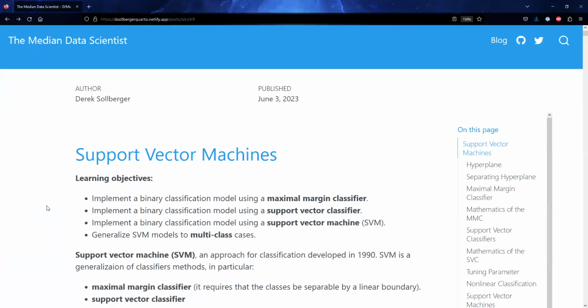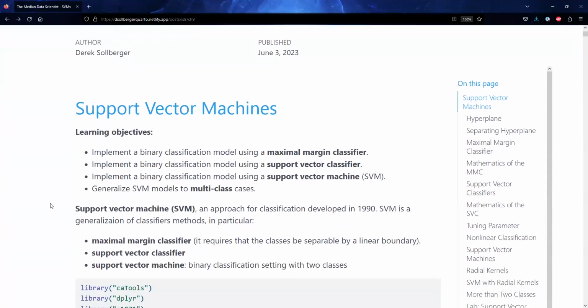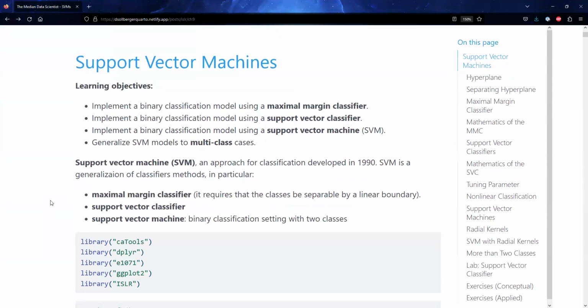Hey all, welcome back. We are continuing our studies about support vector machines. Just a reminder of the concepts. We're looking at the maximal margin classifier, support vector classifier, support vector machines, and how that comes about. Last week, we looked at the concepts, as you can see in the table of contents on the right. And today we will look at the textbook exercises for this chapter.